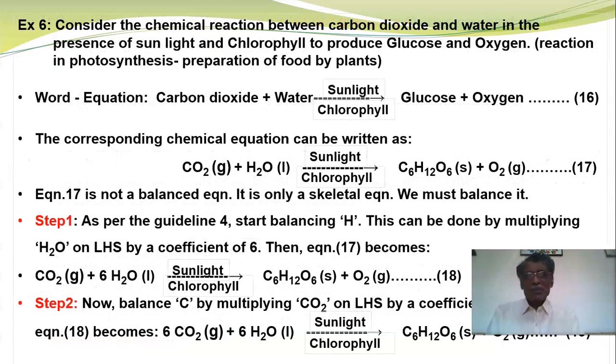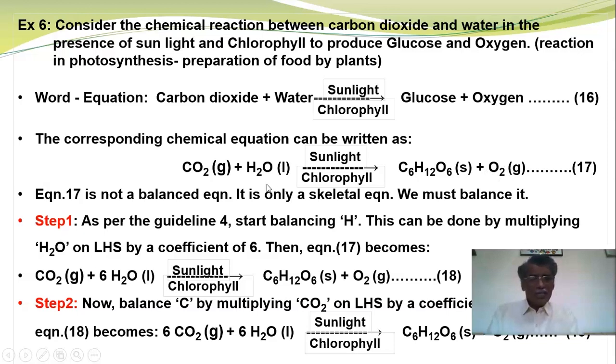Now consider another chemical reaction between carbon dioxide and water in the presence of sunlight and chlorophyll. First write the word equation: carbon dioxide plus water, sunlight and chlorophyll. Sunlight is necessary, chlorophyll is a necessary catalyst. Products are glucose and oxygen. The corresponding chemical equation is CO2(g) plus H2O(l), in the presence of sunlight and chlorophyll, giving rise to C6H12O6 solid plus O2 gas.